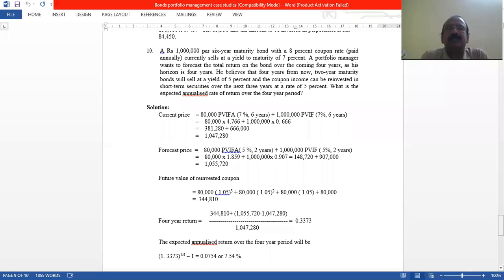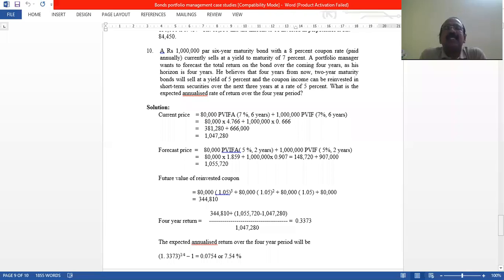10 lakhs. So a portfolio manager wants to forecast the total return on the bond over the period of 4 years, as his horizon is 4 years. So he wants to keep these bonds for 4 years. Then afterwards, he wants to invest in some other bonds. So his horizon period is 4 years.